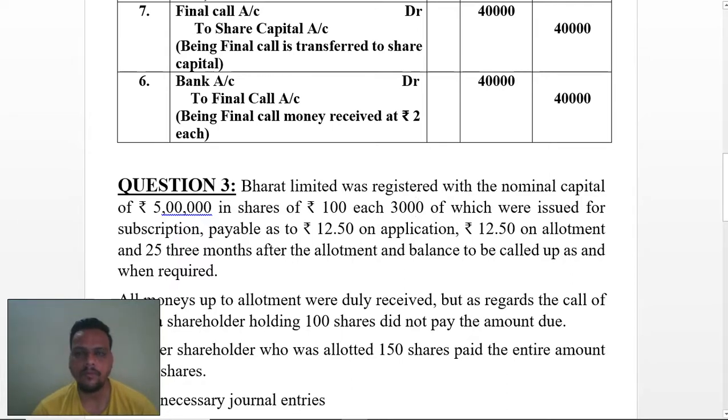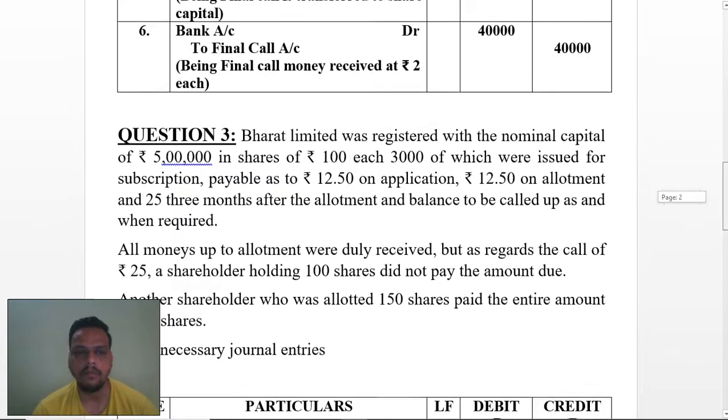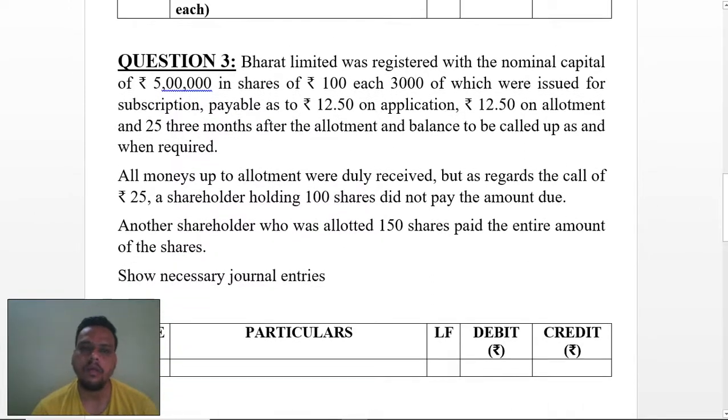What is said here? 12.5, then 25, and 3 months after allotment.